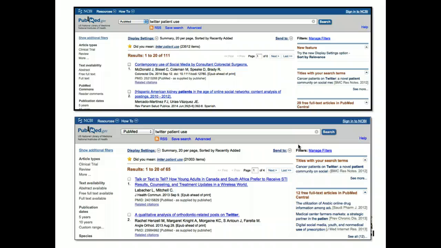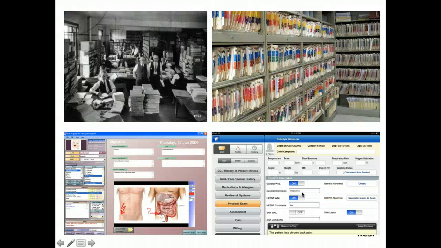One other search I did that was from 2013 and this from 2014 is Twitter use. And you can see there were 21,000 articles there and 23,000 articles there. So it even is suggesting that maybe we need to go back to internet patient use. But there you go. You see, all of this is growing, and you know that Twitter is growing.